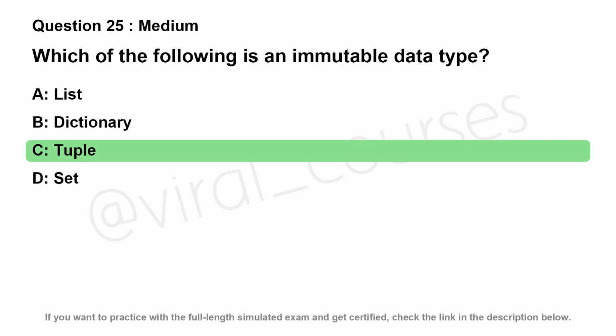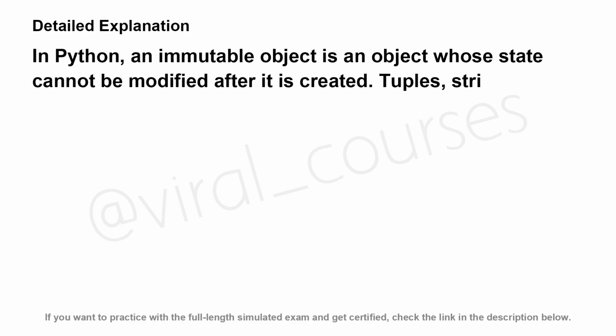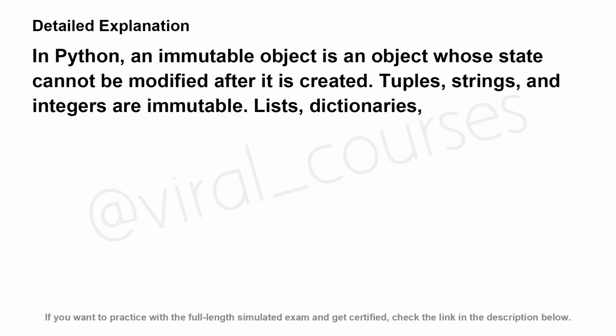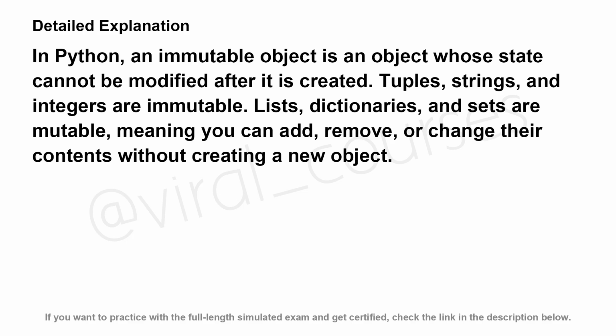The correct answer is C. In Python, an immutable object is an object whose state cannot be modified after it is created. Tuples, strings, and integers are immutable. Lists, dictionaries, and sets are mutable, meaning you can add, remove, or change their contents without creating a new object.